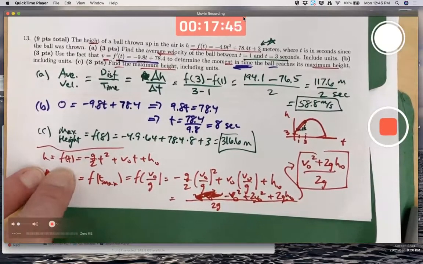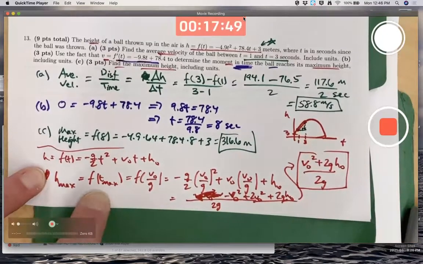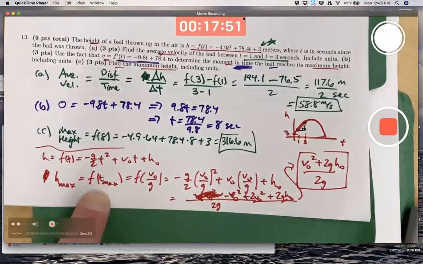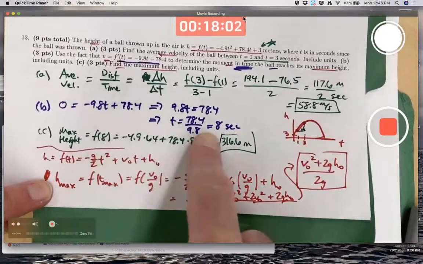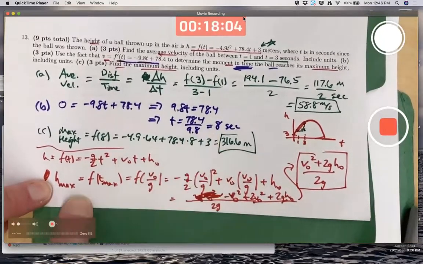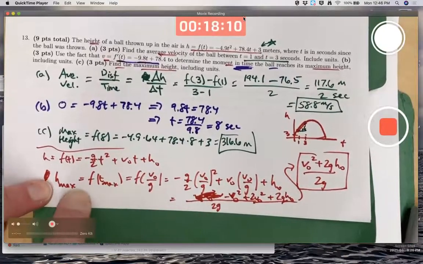Does that make sense? Well, that's what I did right here. Don't plug it into the velocity equation because you already know it's 0 there. Plug it into the height function that gives you the height, if you want how high it goes in meters, because that's the function that gives you the height. Does that make sense? Okay.